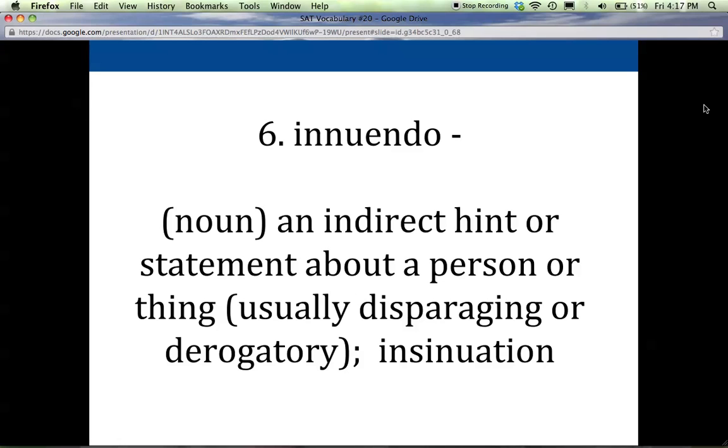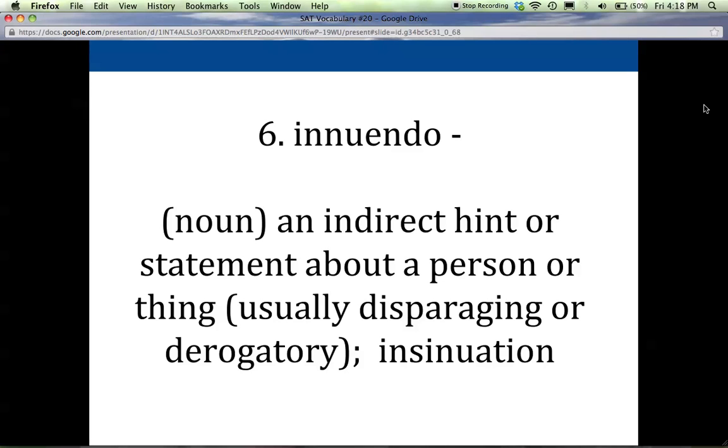6 is innuendo, and an innuendo is a little bit hard to describe. It's an indirect hint or an indirect statement that is made about a person or about a thing, but usually these indirect hints or statements are negative. They tend to be disparaging, where you're chipping away at someone's character or you're saying something about them that is not positive. They might be derogatory in terms of their nature.